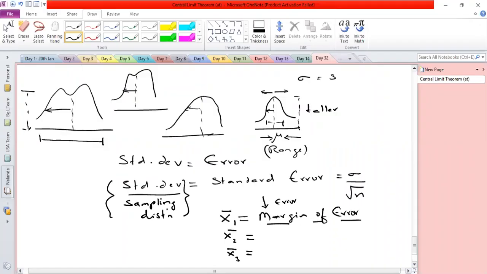Data science is the subject which will talk about how to minimize this standard error, how to minimize this margin of error in one single statement. That is what it is all about. This is what data science is.